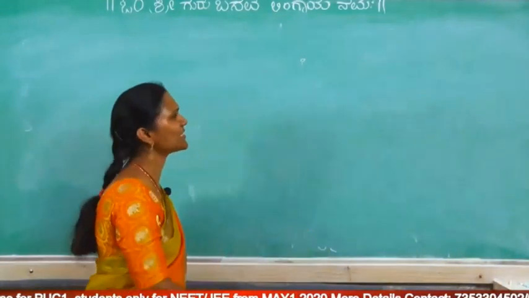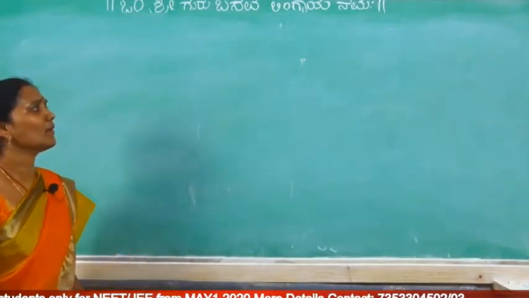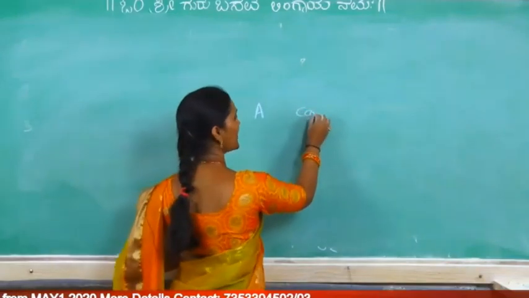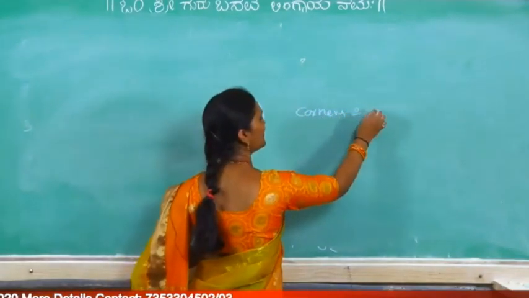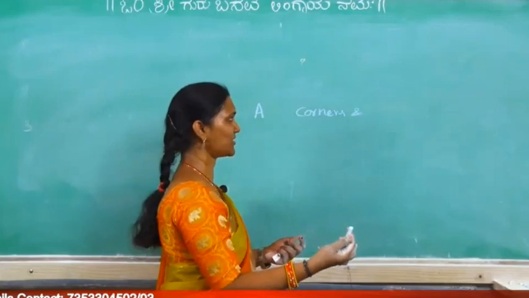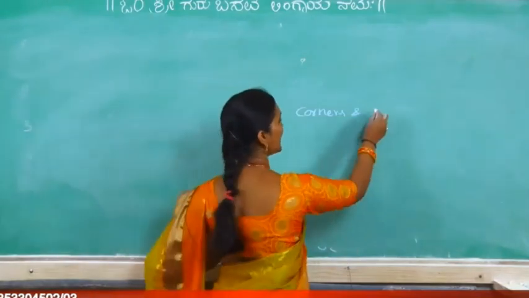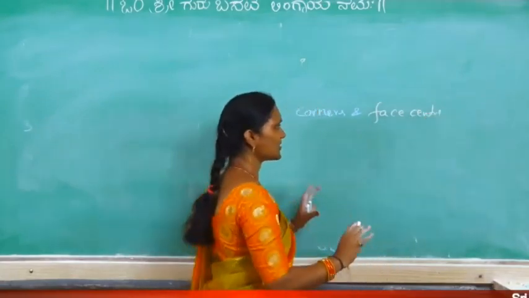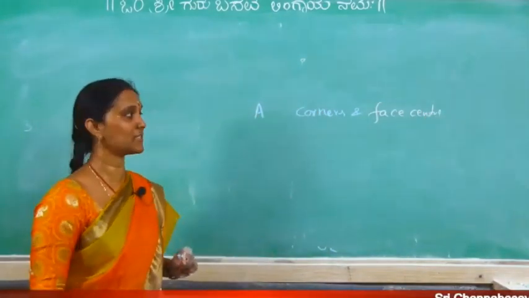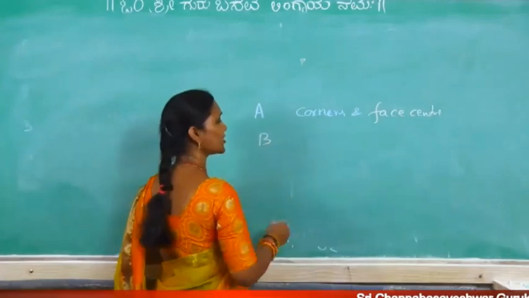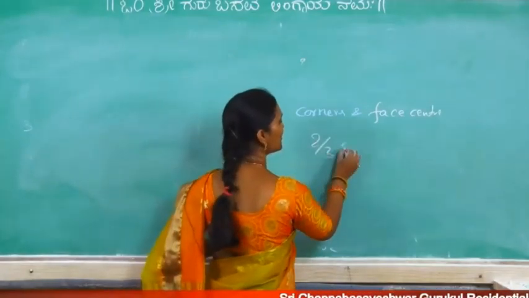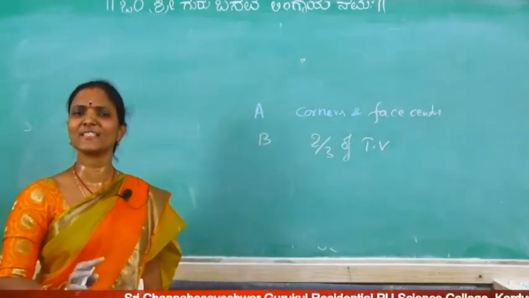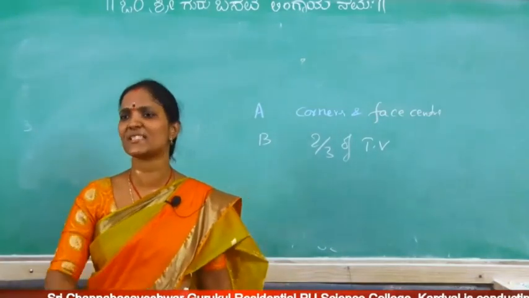Anyhow, based on this, I will give one problem. The position of A is corners and face centers. This is the original structure. Now B is at 2/3 of the tetrahedral voids. First, corners and face centers given, definitely we can answer it is the FCC structure.